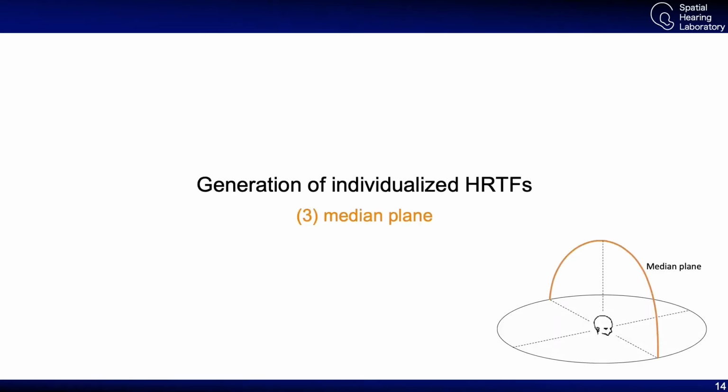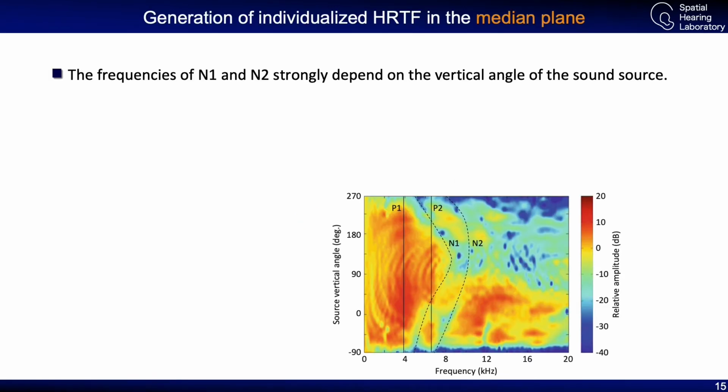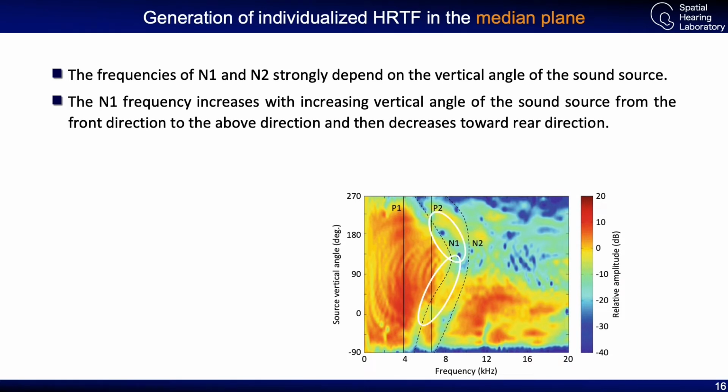Next, I will explain generation of individualized HRTF in the median plane. This figure shows that frequencies of N1 and N2 strongly depend on the vertical angle of the sound source. The N1 frequency increases with the increasing vertical angle of the sound source from the front direction to its above direction, and then decreases toward rear direction.